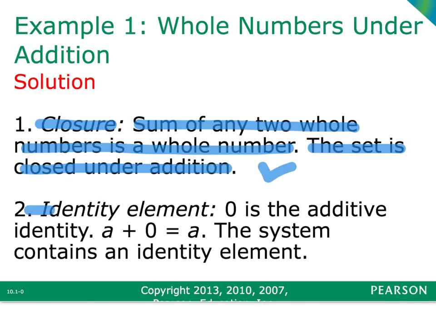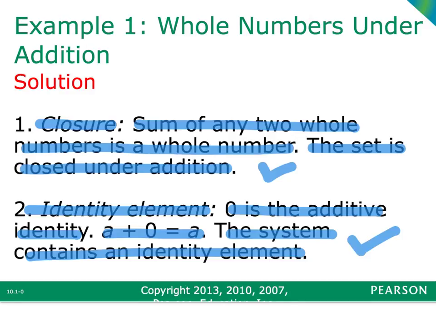Okay, identity element is 0. We need 0, right? Because when we add 0, we get the same number, right? Is 0 in our set of whole numbers? Yes, the additive identity. So the system contains an identity element. Okay, check, we're good with that.